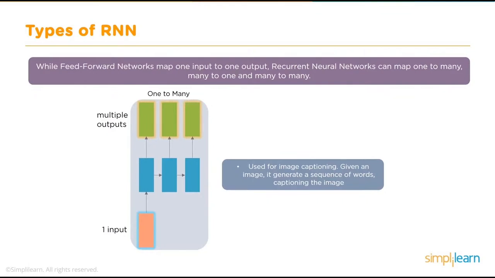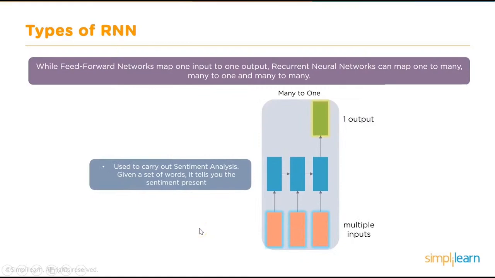So the image is, there is only one image which consists of the cat sitting on a mat, but the output are like maybe 3 or 4 words, which is saying the cat is sitting on a mat. So this is one-to-many, right? Then you can have many-to-one.